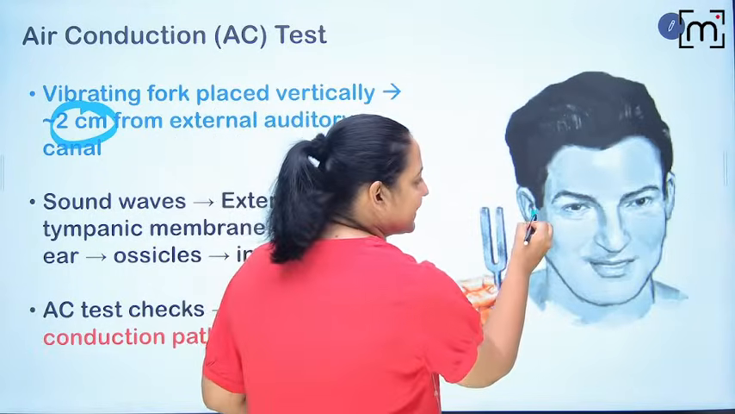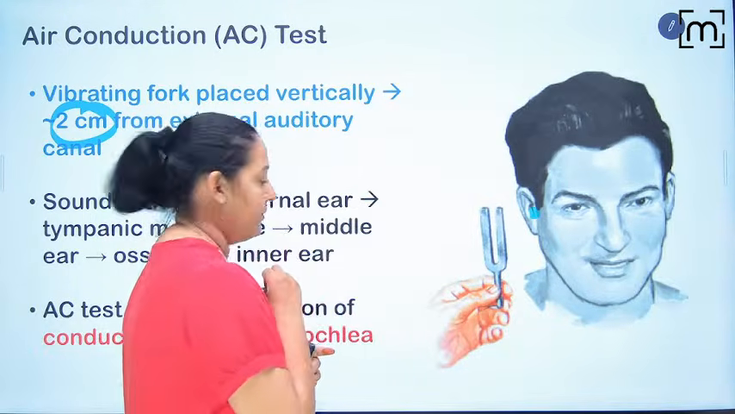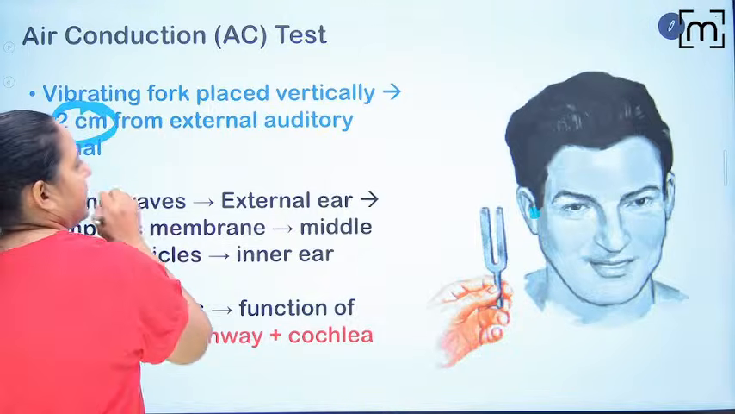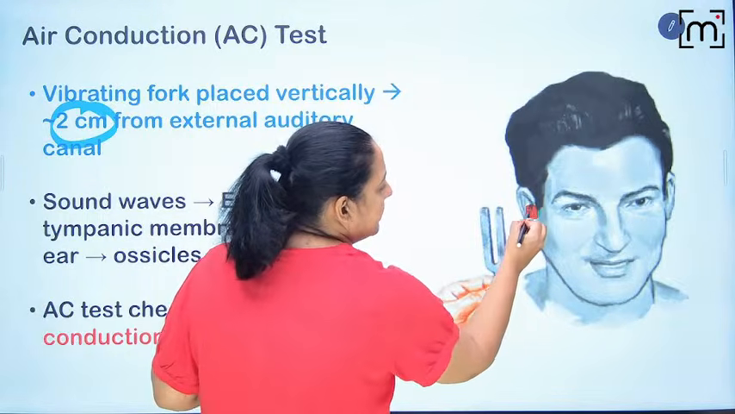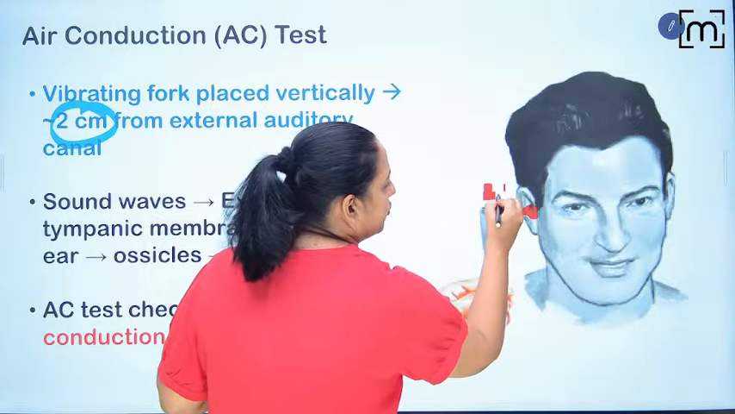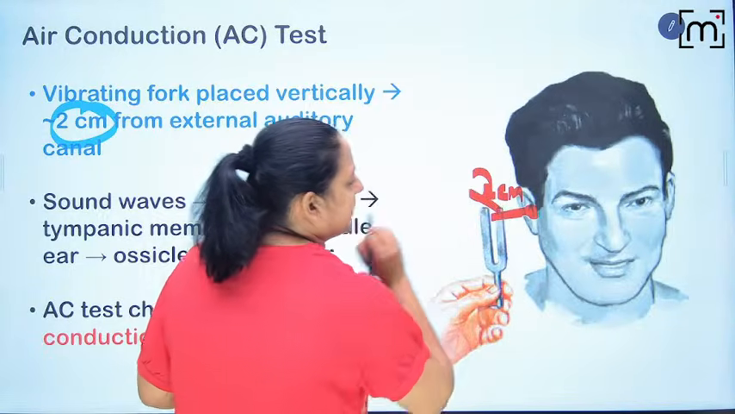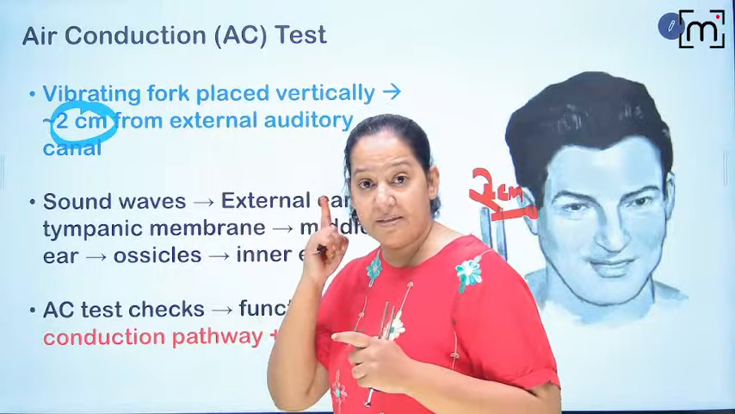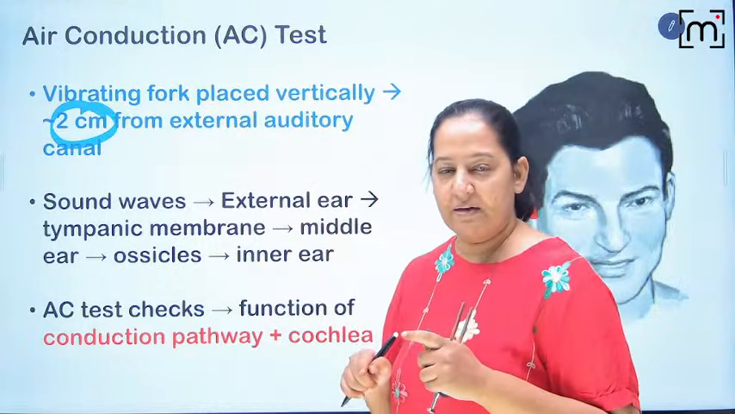So this is the person's external auditory canal. You can see the person's external auditory canal. Keep the vibrating tuning fork at 2 centimeters, and the person will hear the vibrations.